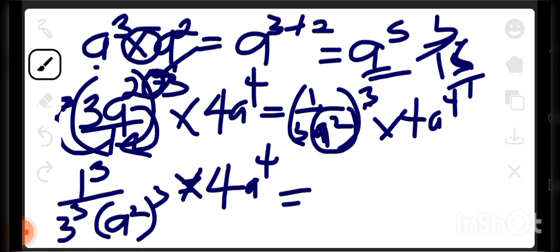This 3 will affect this, this, and this. Everything there. So the next thing, 1 raised to power 3 is 1. 3 raised to power 3 is 27.